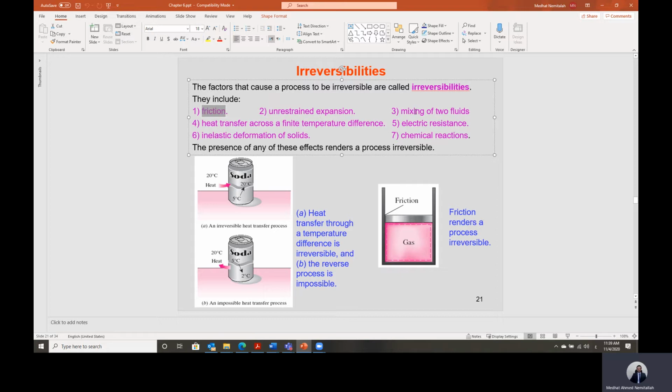Also, mixing of two fluids is a totally irreversible process. Let's say the gas mixture here is atmospheric air. We have oxygen plus nitrogen plus helium plus some other gases. But if we want to separate the gases, let's say we need only O2 and only pure nitrogen, we separate all of these gases.